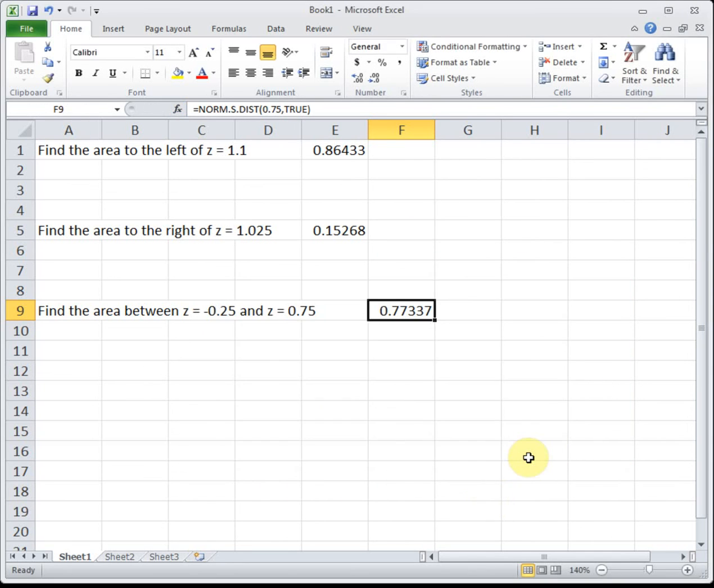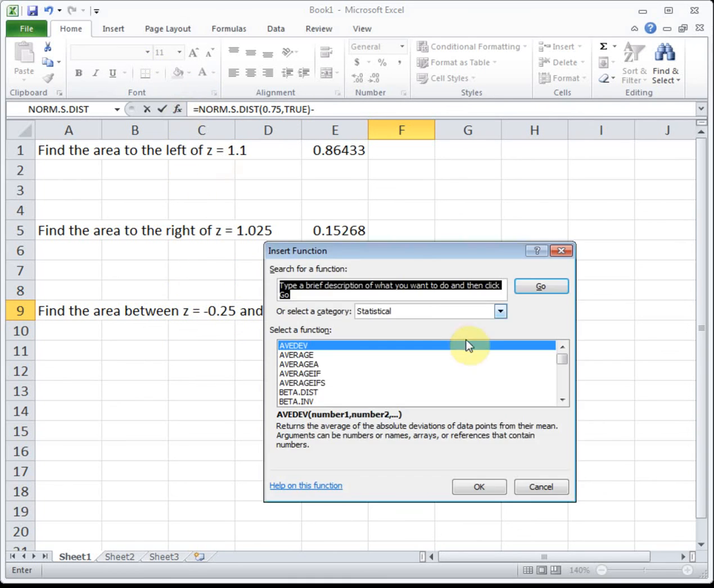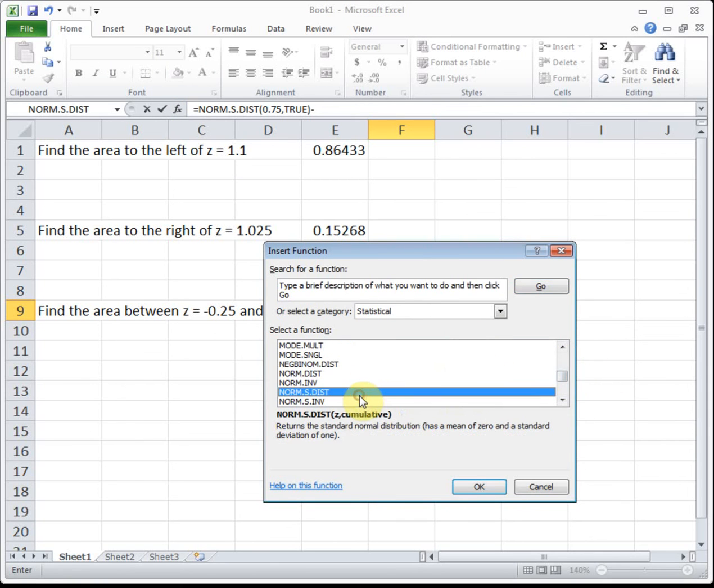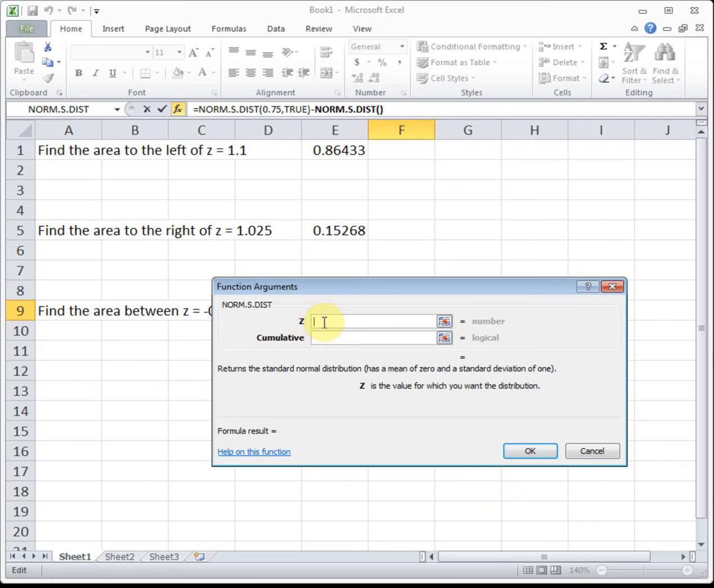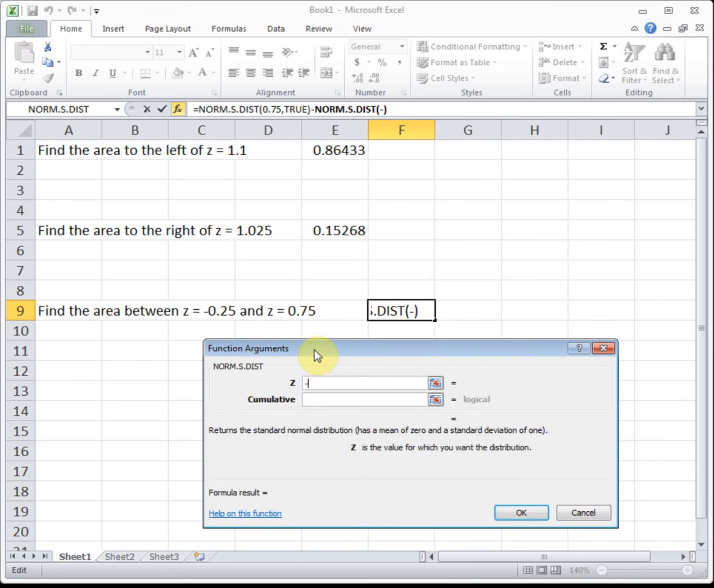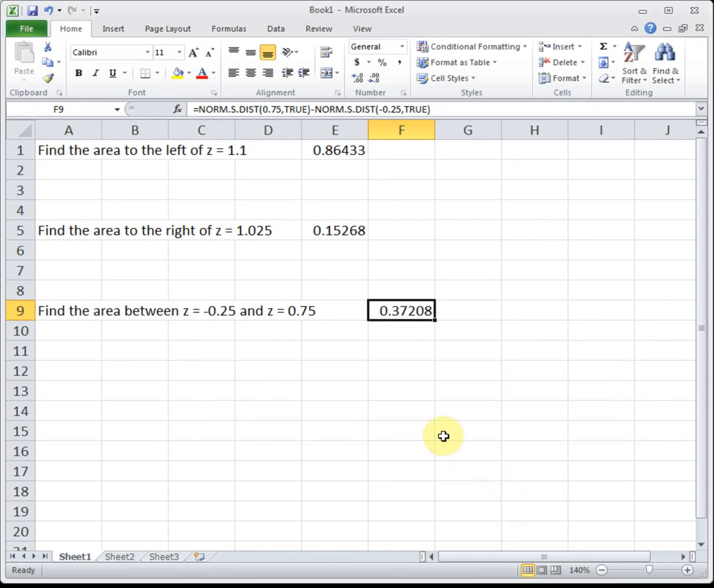And then right away subtract the area to the left of negative 0.25, because that's what we don't want. So I'm going to go up into my Excel and subtract the area to the left of negative 0.25. And so that's going to take out that little portion of the area we don't want, leaving us just what's in the middle.